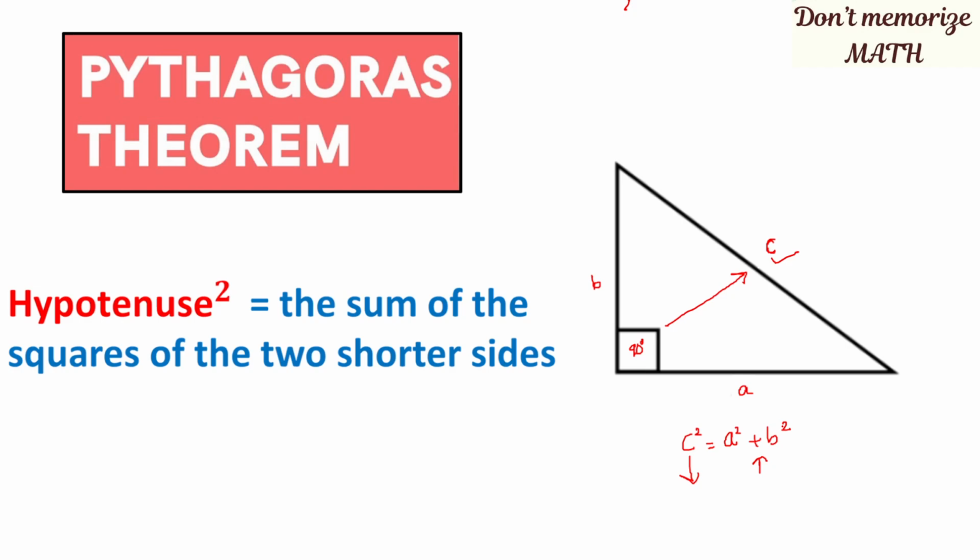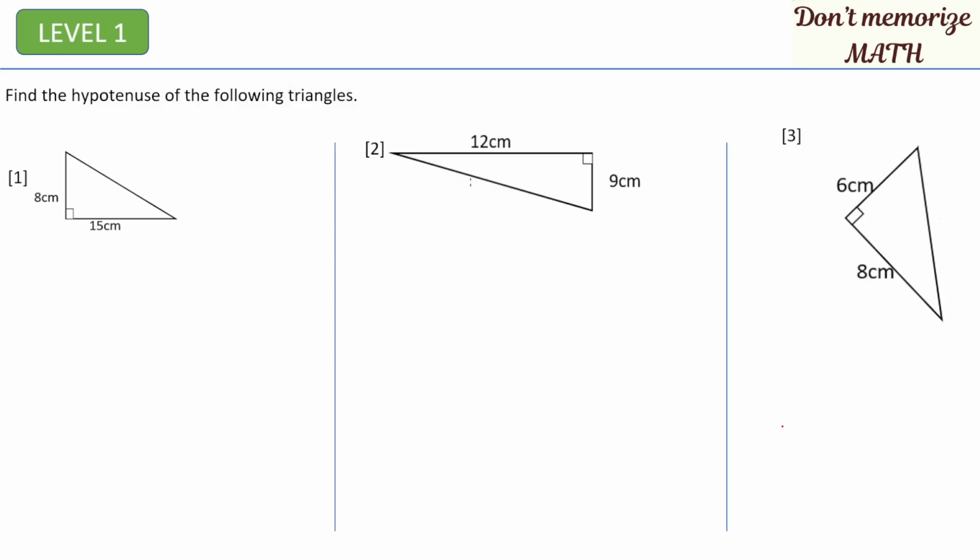Today in this slide I have kept questions like level 1, level 2 and level 3. We'll discuss them one by one. Level 1 question: find the hypotenuse of the following triangles. You can see the first triangle here. Opposite of 90 degree is the hypotenuse, so we need to find the hypotenuse.